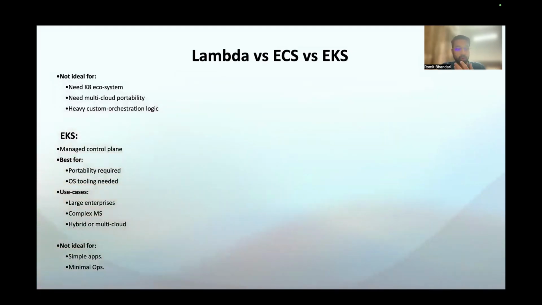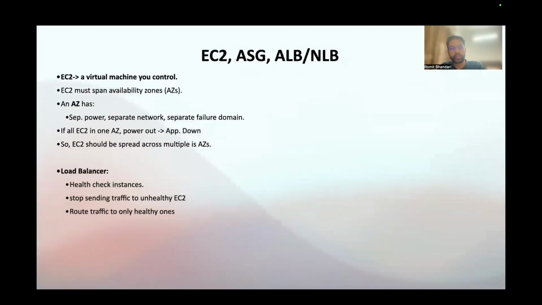Okay, so it is best for portability, as we already just spoke. Large enterprises, complex microservices architecture, EKS is best. Hybrid or multi-cloud, it is not ideal for simple applications, minimal operations. Okay, so if it is a simplistic architecture, don't go for EKS. Okay, EC2 ASG ALB application load balancer, network load balancer.